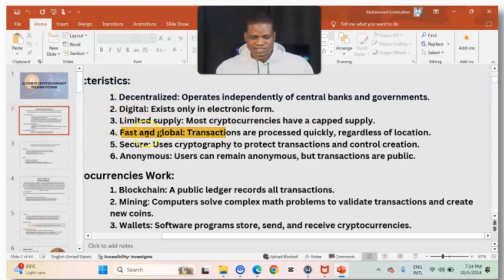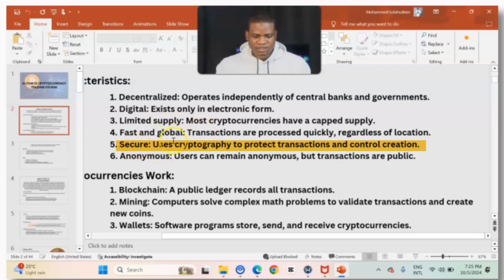So the next one is that it is fast and global. If you use Western Union and all those money transfer services, it can take you some hours or even days before the person you're sending money to gets the funds. But with crypto, you can send USDT and have it delivered. You can send $1 million, $5, $10, $50 million and more worth of USDT and have it within 3 minutes. It is fast and it is global. You can send it to any place in the world.